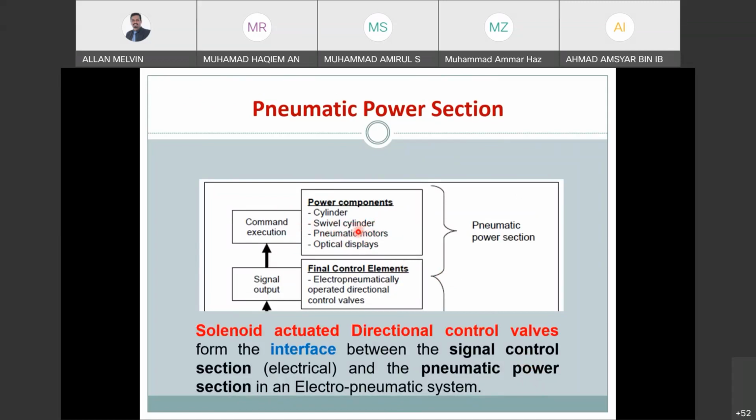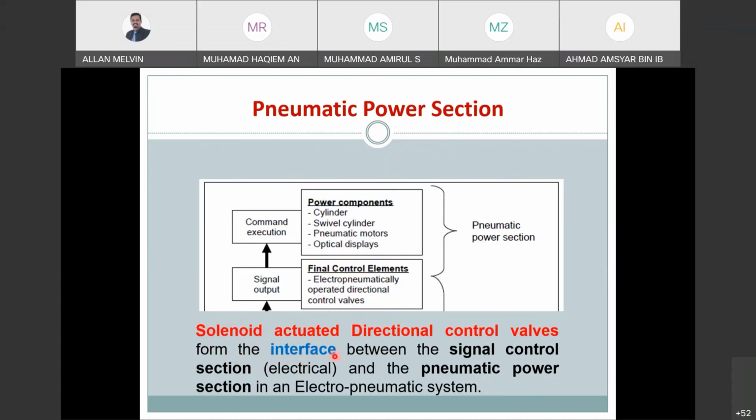Okay, so it's something related to circulation. Then you have pneumatic motors, and other stuff. It is controlled by an electro-pneumatically operated directional control valve. So what is an electro-pneumatically operated directional control valve? It is actually solenoid actuated. So the directional control valve is controlled by a solenoid.